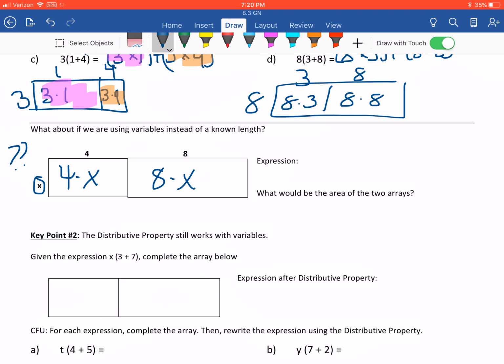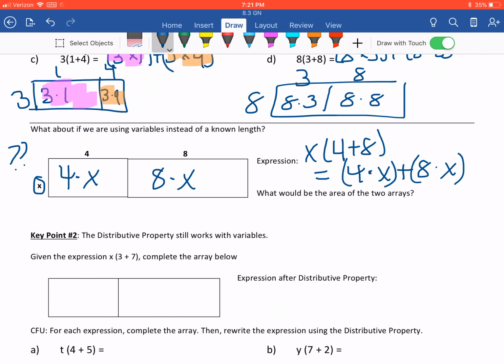So my expression here, this is x times, parentheses, 4 plus 8. And I know it's going to be equal to 4 times x plus 8 times x. Oh, come on, that is so sloppy. There we go. 4 times x plus 8 times x.